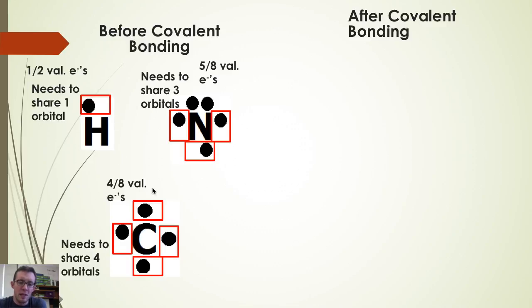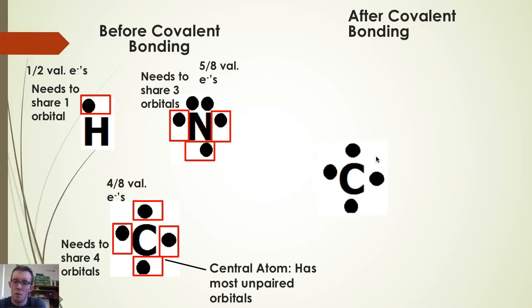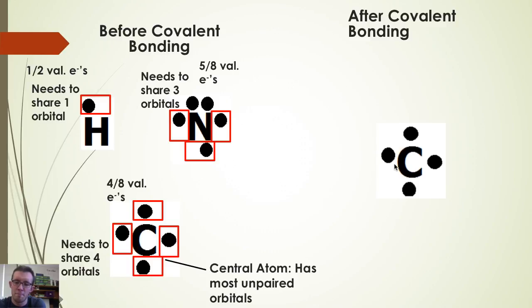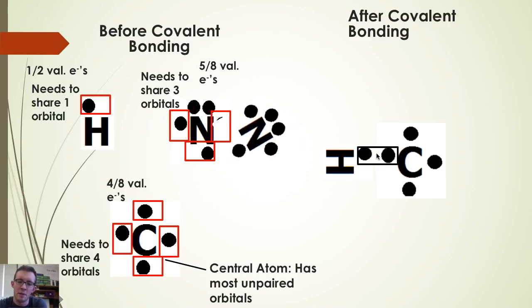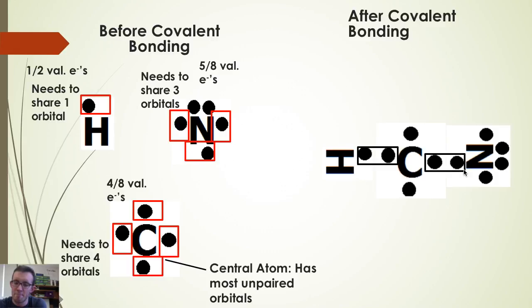So when these molecules bond together, carbon will be the central atom because it has the most unpaired orbitals to form bonds with. So we'll draw that over here. And hydrogen and nitrogen will be terminal atoms. They'll bond onto the ends of the molecules. We'll show that here. Hydrogen will share one of its unpaired electrons with one of carbon's unpaired electrons, and nitrogen will do the same thing.